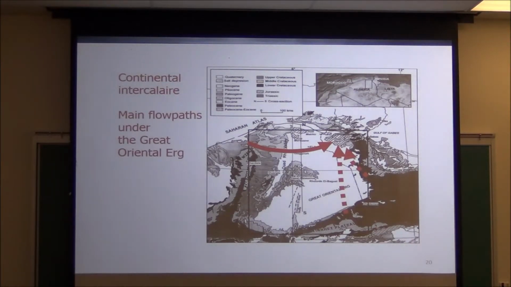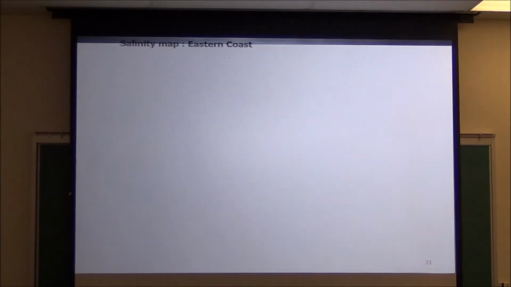The continental intercalaire has a two-direction flow. From the west, we have the recharge area located in the mountains of Algeria, western Algeria, and the discharge is located in the Chott Jerid and also in the Mediterranean Sea near the city of Gabes. And the second flow comes from the south to the north.